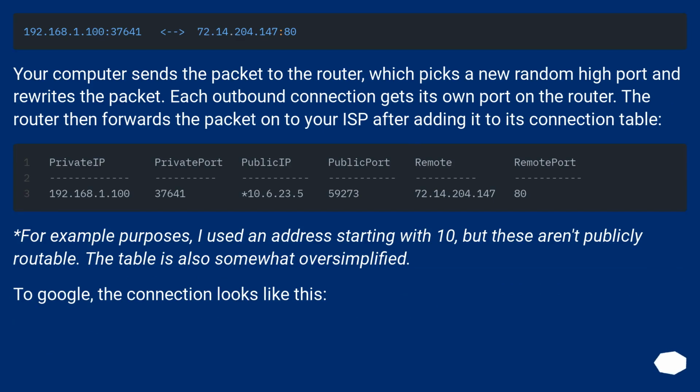Your computer sends the packet to the router, which picks a new random high port and rewrites the packet. Each outbound connection gets its own port on the router. The router then forwards the packet onto your ISP after adding it to its connection table.